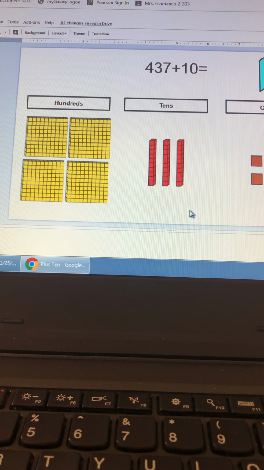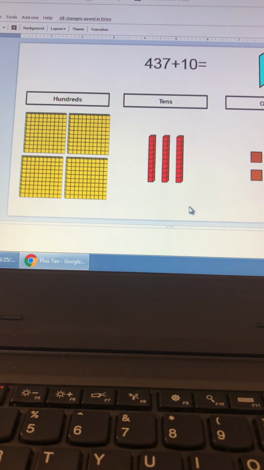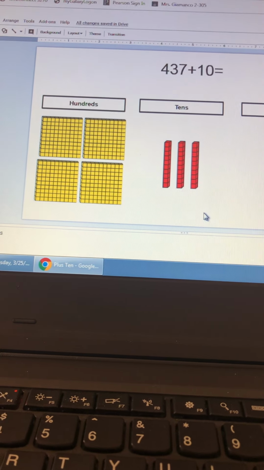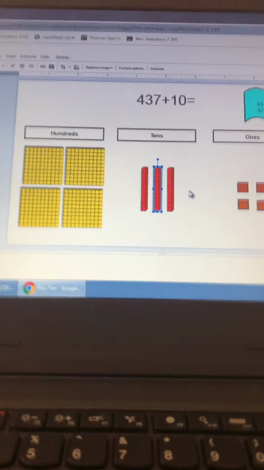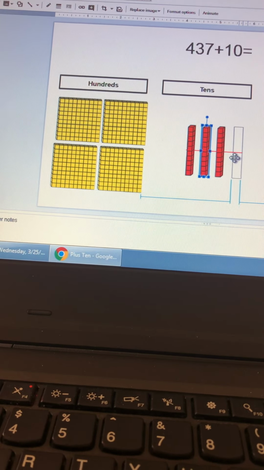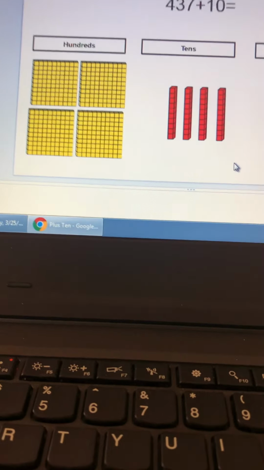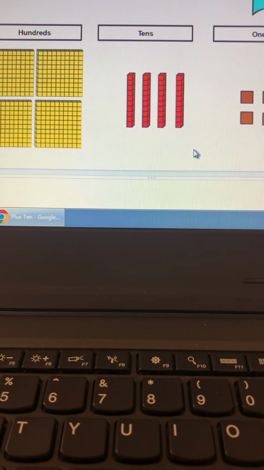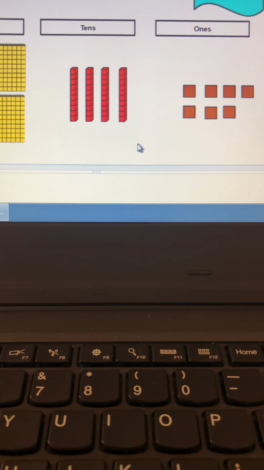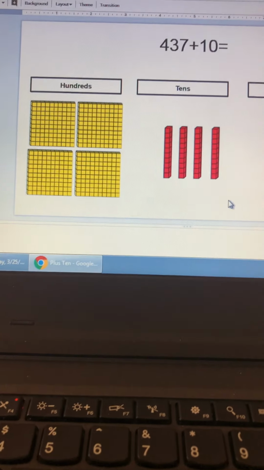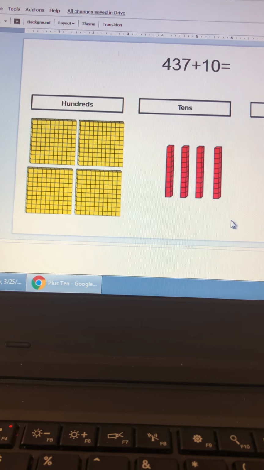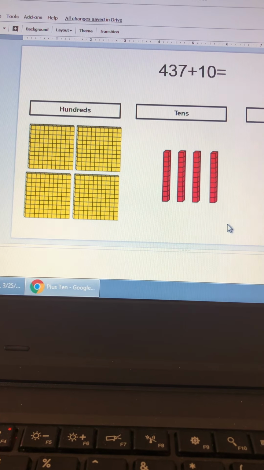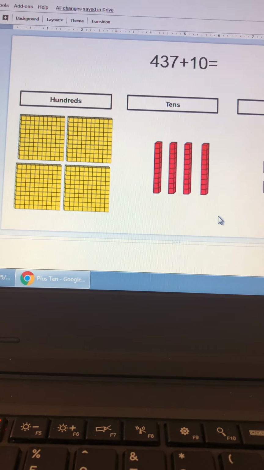Thumbs up if you got 447. You are correct. If we add another 10, right? Does my table show 447? Yes, it does. Very good. So the sum of 437 plus 10 equals 447. Very good.